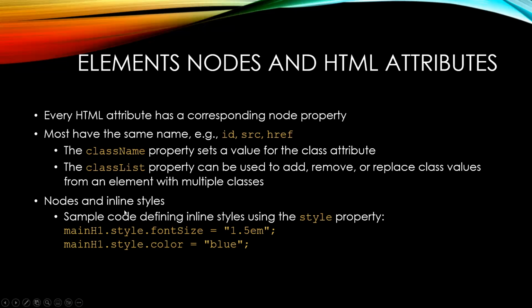Here we've got an example of code defining inline styles using the style property. So this, in other words, would not be reading it out of the CSS, it would be directly in the HTML. So main heading 1, my style, I can create my font size and I'm going to set it to 1.5. Here in my main HTML, I have a style code and I'm going to make the color blue.